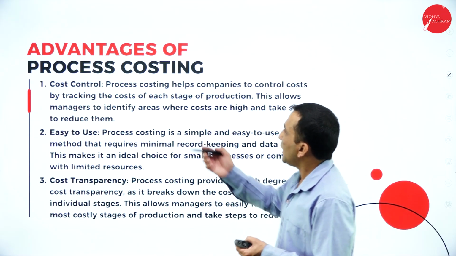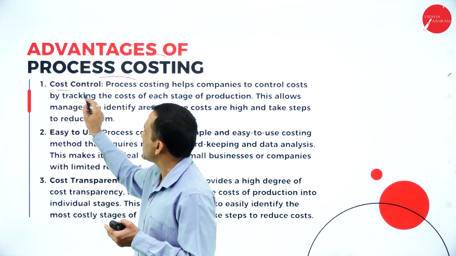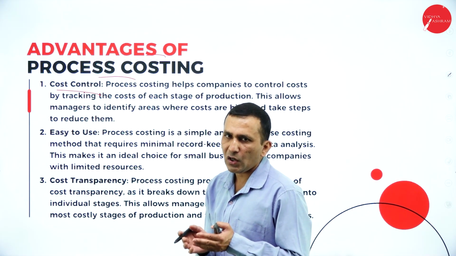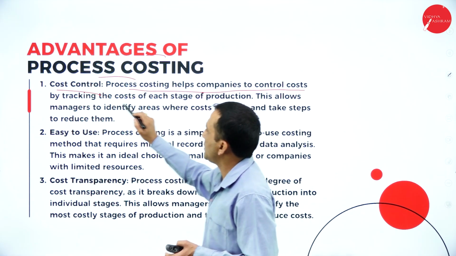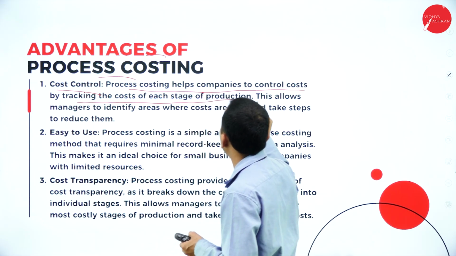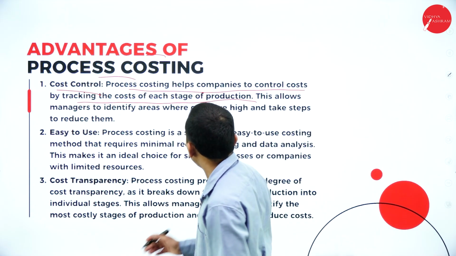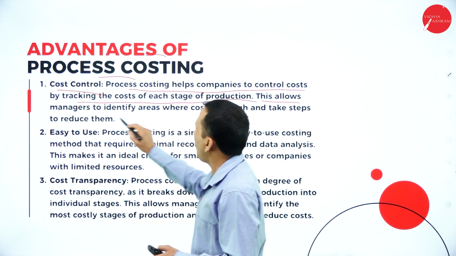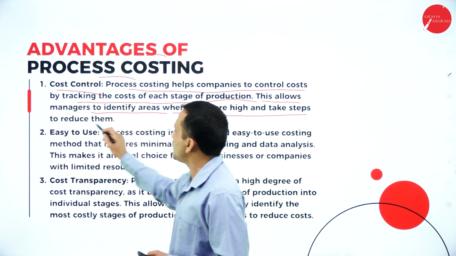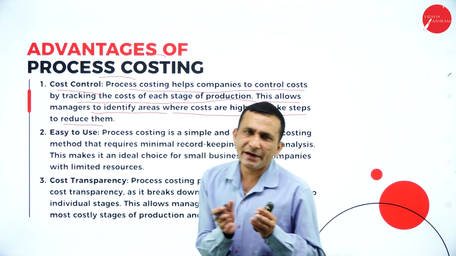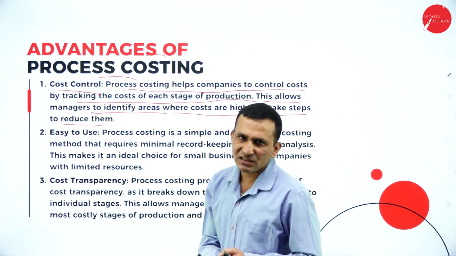Moving forward, the advantages of process costing. No doubt we are finding a cost center, which is an allocated cost center. Process costing helps the company to control cost by tracking the cost of each stage of production. Each stage of production involves a different process. So this allows the manager to identify areas where the costs are high and take steps to reduce them. So unnecessary cost we are trying to avoid, using the same resource to get a maximum result.